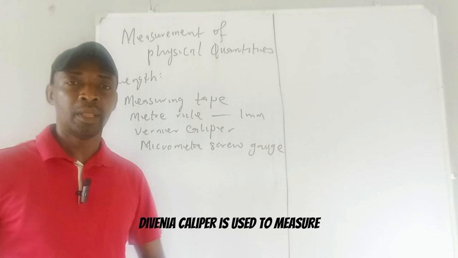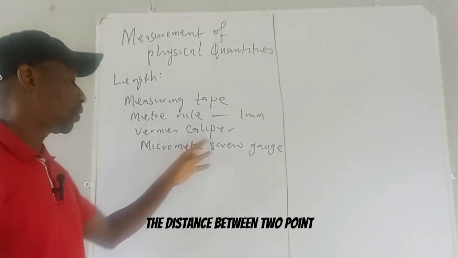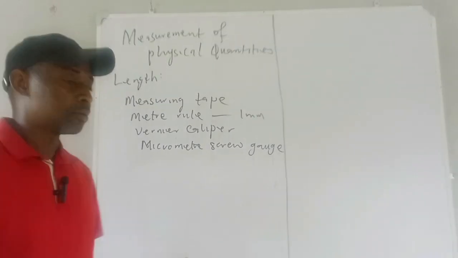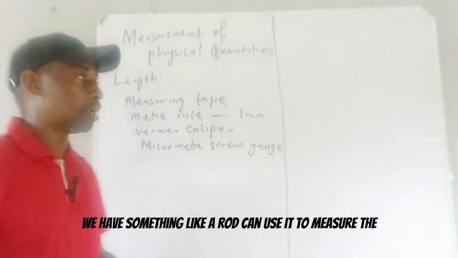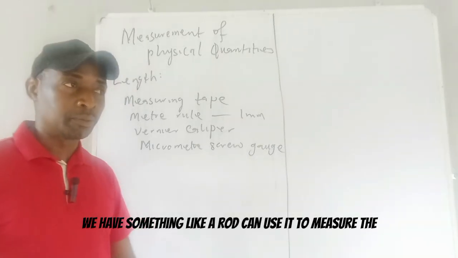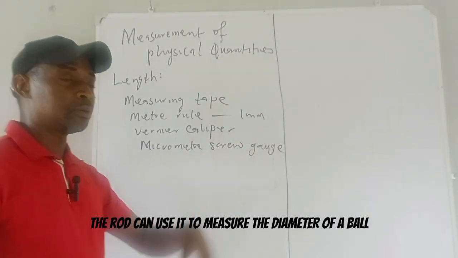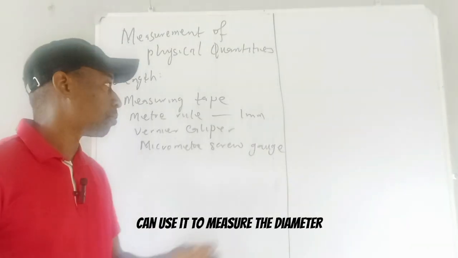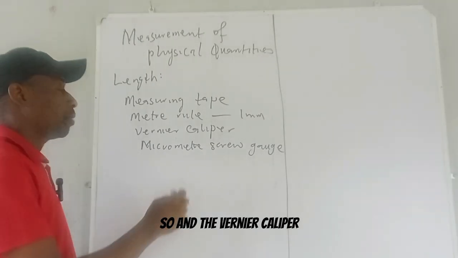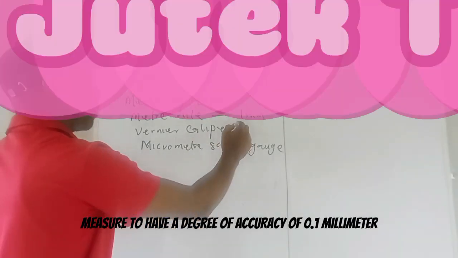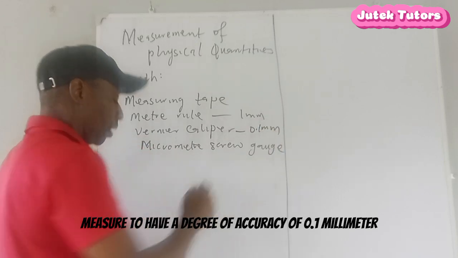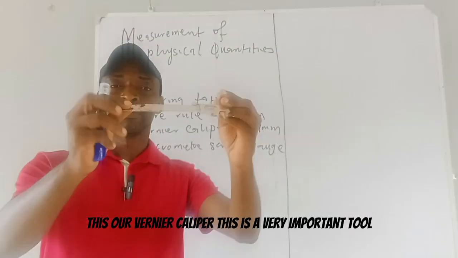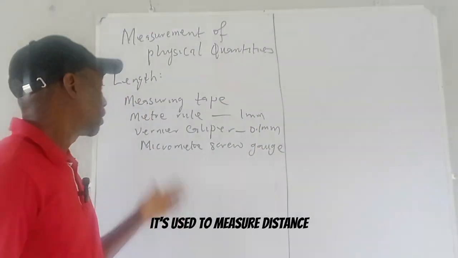The vernier caliper is used to measure the distance between 2 points, but most especially cylindrical objects. Like a rod, you can use it to measure the rod. You can use it to measure the diameter of a ball, like a simple pendulum ball. And the vernier caliper has a degree of accuracy of 0.1 millimeter. This is our vernier caliper. It's used to measure distance.